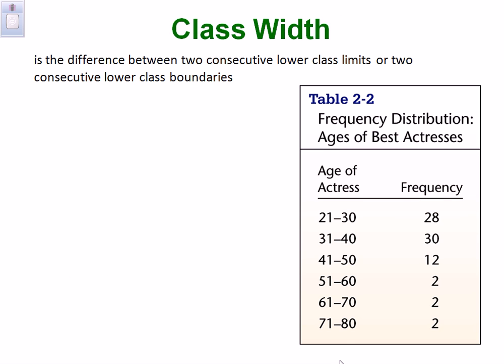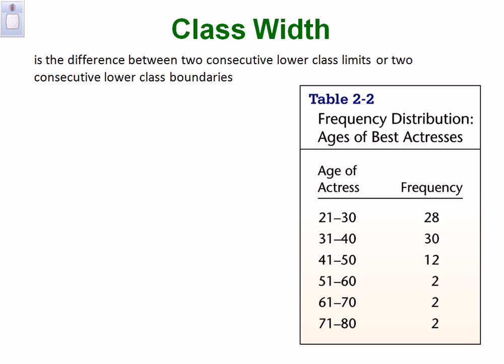So what is 31 minus 21? 10. 41 minus 31? 10. 51 minus 41? 10. Do you see that they're all the same? Now, some of us want to go, okay, how many pieces of data could fall between 20 and 30? And we got 30 minus 21 is 9. That is not true. Let's count.